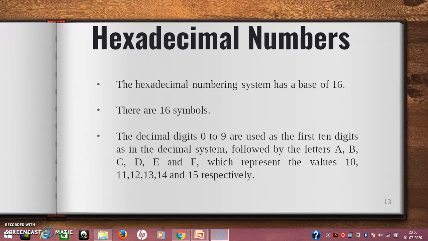Last but the most significant number system as far as microprocessor and interfacing is concerned is the hexadecimal number system. It has a base of 16 and there are 16 symbols. The decimal digits 0 to 9 are used as the first 10 digits as in the decimal system, followed by the letters A, B, C, D, E and F, which represent the values 10, 11, 12, 13, 14 and 15 respectively.